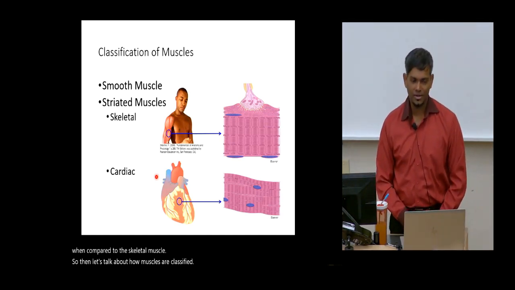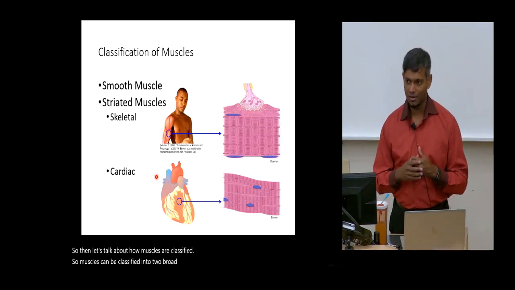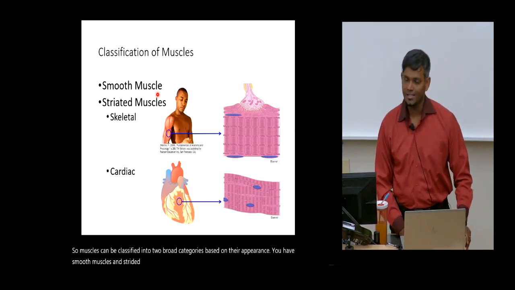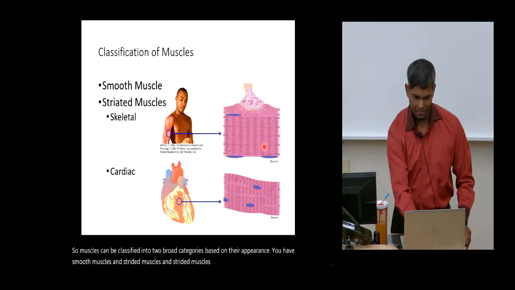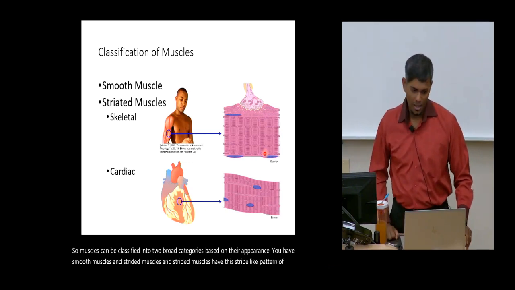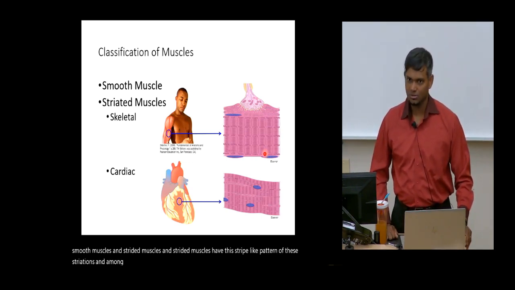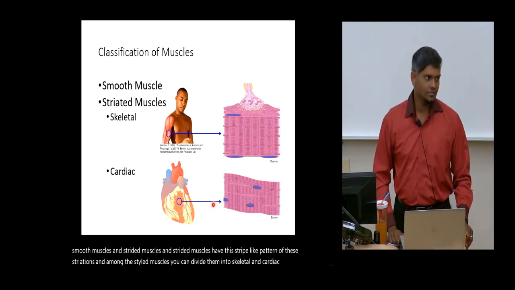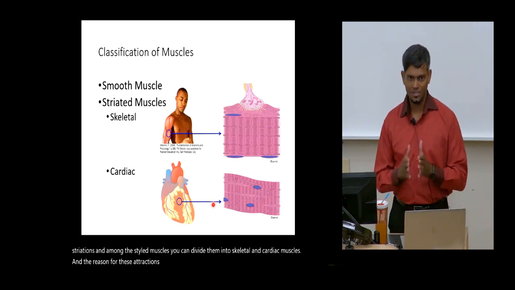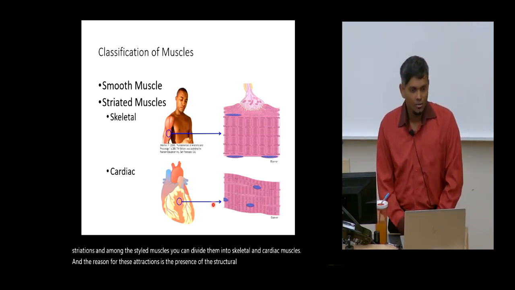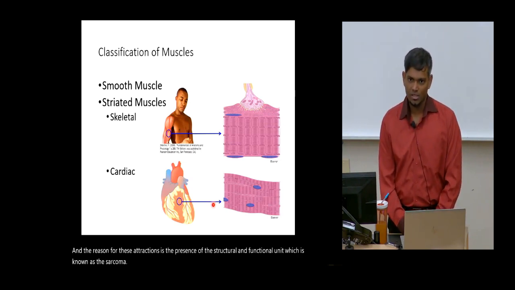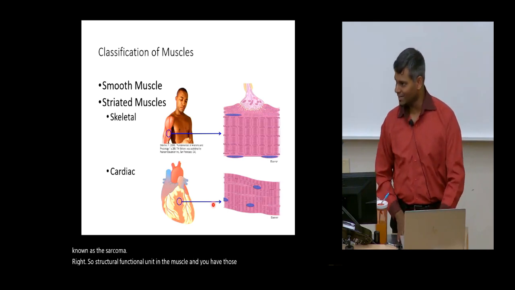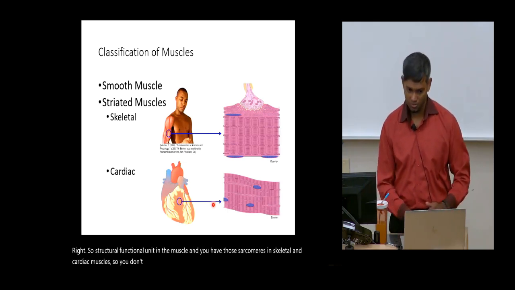So muscles can be classified into 2 broad categories based on their appearance. You have smooth muscles and striated muscles. And striated muscles have this stripe-like pattern, or they have these striations. And among the striated muscles, you can divide them into skeletal and cardiac muscles. And the reason for these striations is the presence of the structural and functional unit, which is known as the sarcomere, right? So sarcomere is a structural and functional unit in the muscle, and you have those sarcomeres in skeletal and cardiac muscles, but you don't have that in the smooth muscle.